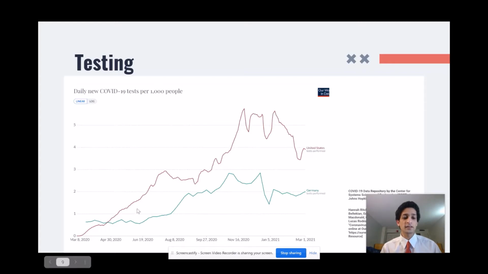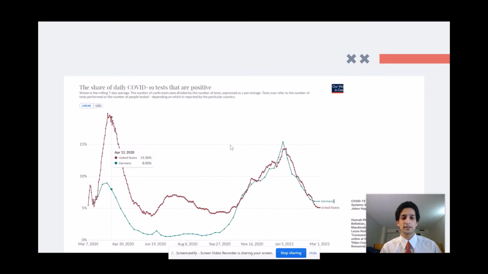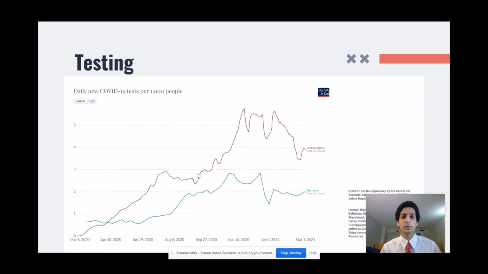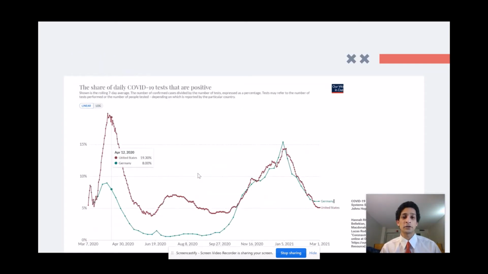Eventually, the US did start testing more per capita than Germany. However, Germany still appears to have tested much more adequately for the virus. And this can be seen in the percent positivity. So, percent positivity is the percentage of tests that come back positive. And so, while the US was testing more per capita, it also had a larger percent positivity through the majority of the pandemic, at least until the fall months.